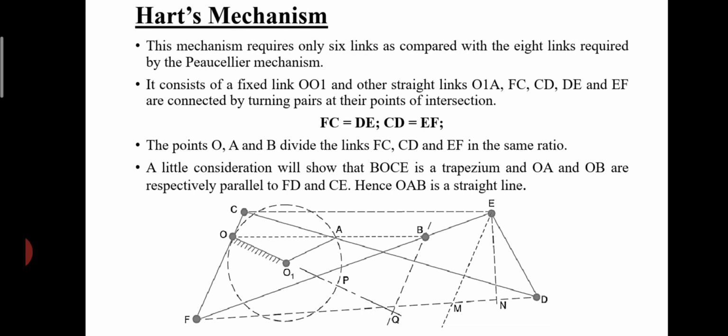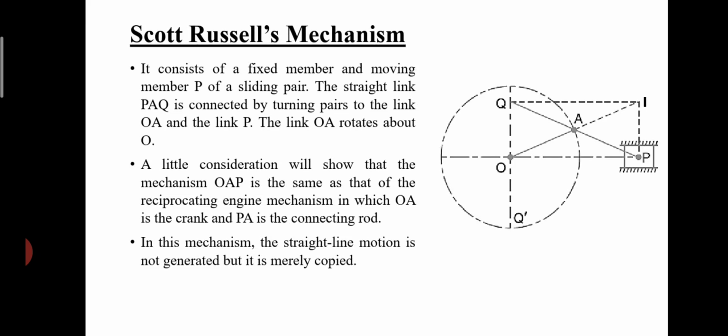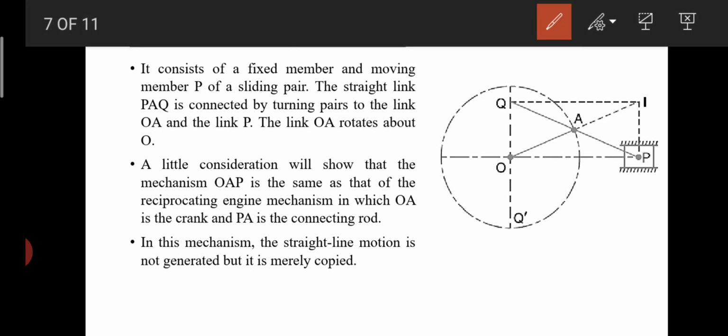Hart's mechanism, an exact straight line motion mechanism. Now next, Scott-Russell mechanism. It consists of a fixed member and a moving member P of a sliding pair.